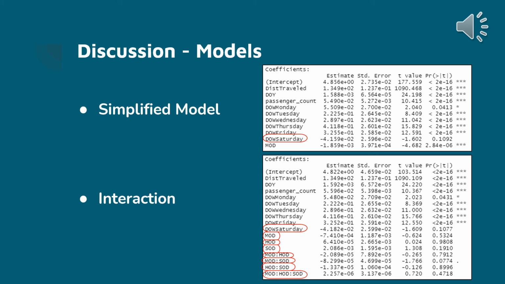In this slide, we are going to be discussing the simplified model and the interaction model. Again, the circled variables are not statistically significant in the two models, meaning we cannot say whether or not these variables affect fare prices. All other variables with probabilities less than or equal to 0.05 affect cab fare given the model.